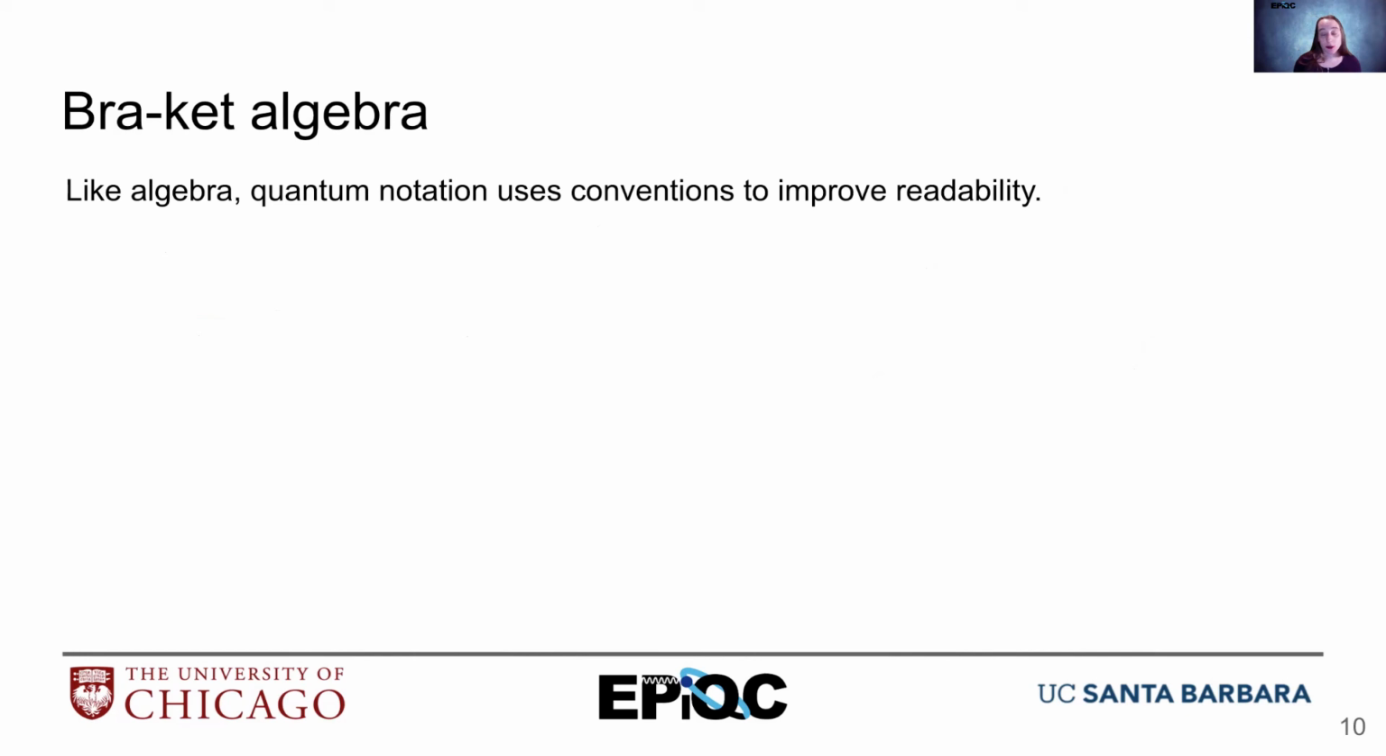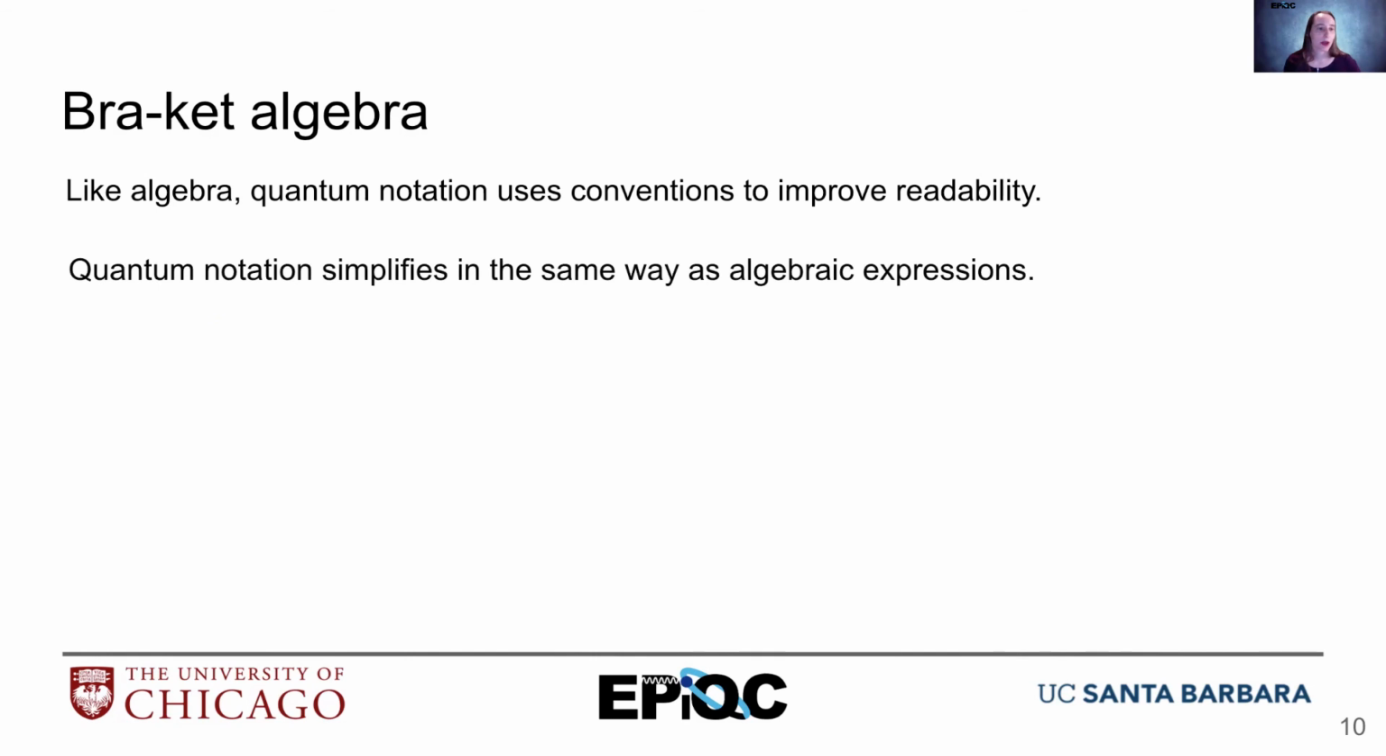Okay, so I do want to show you a few shortcuts that people use with Bra-ket notation, which again is very analogous to algebra. You saw that we used some of the algebra principles when we were doing the visual representation for calculating the H-gate. Okay, so let's look at this. We have both conventions that some people believe improve readability, and then we also simplify algebraic expressions. So let's give a few examples.